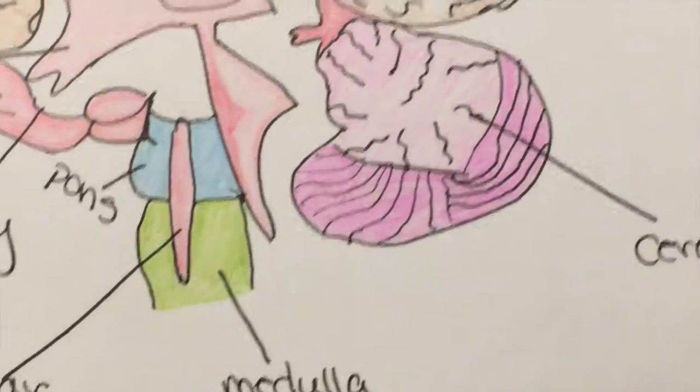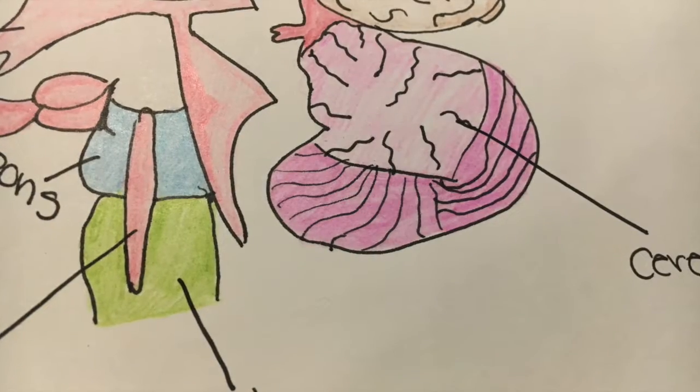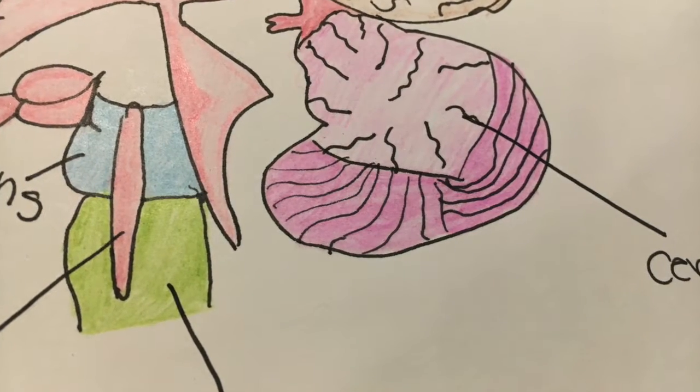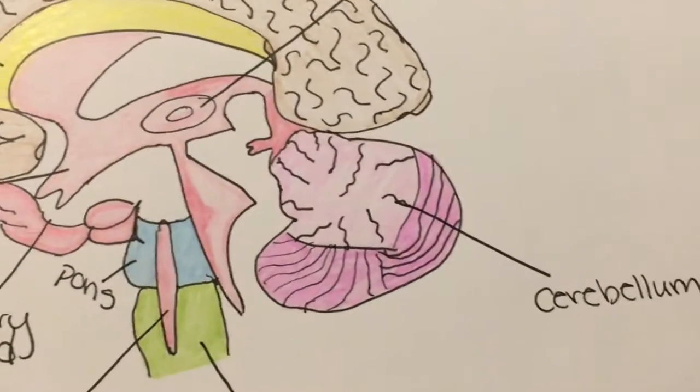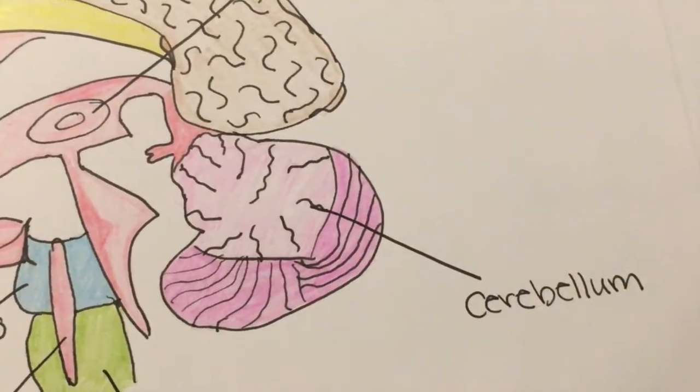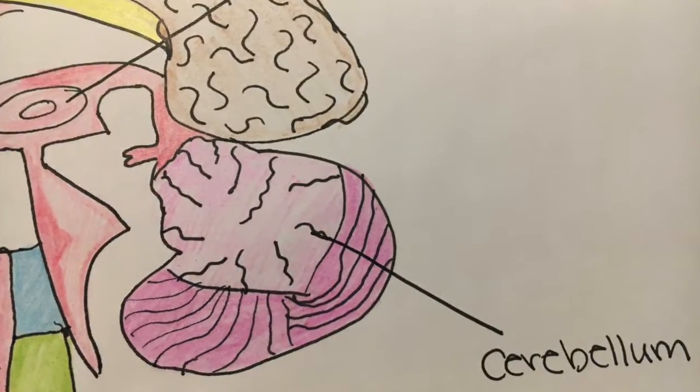The medulla. Responsible for autonomic and voluntary functions like vomiting and sneezing and even breathing, heart rate, and blood pressure. The cerebellum. Coordinates and regulates muscular activity.